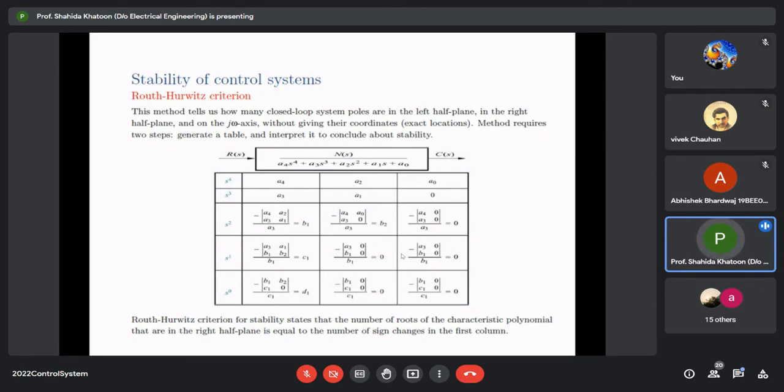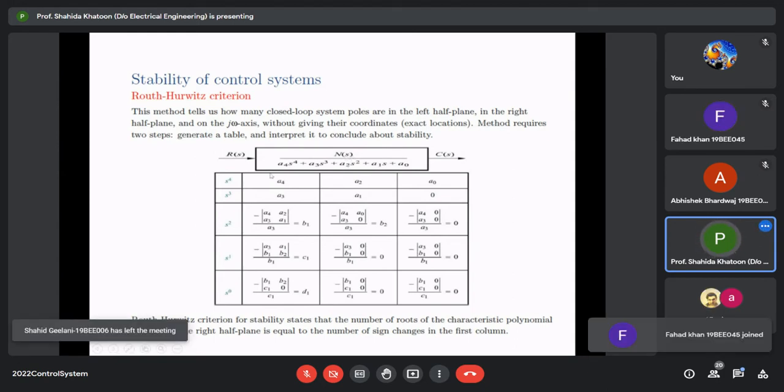So suppose we are having a system like this, having input Rs, output Cs, and the transfer function is some numerator and denominator like this. So we are more concerned about the denominator of the closed loop system. So we just leave the numerator part and we focus on the denominator part, and we form a table. So a table having s terms.